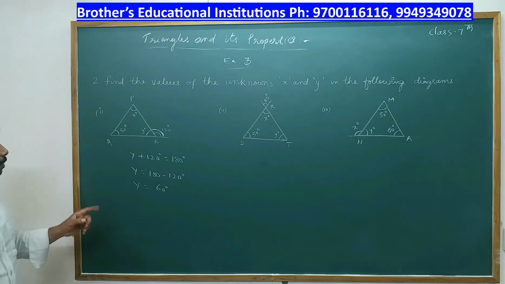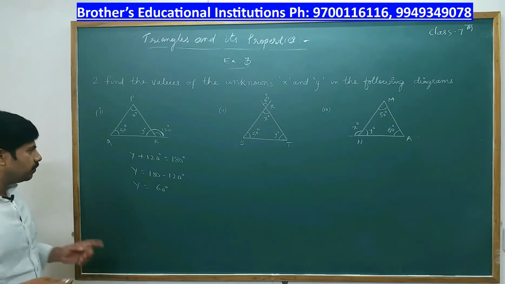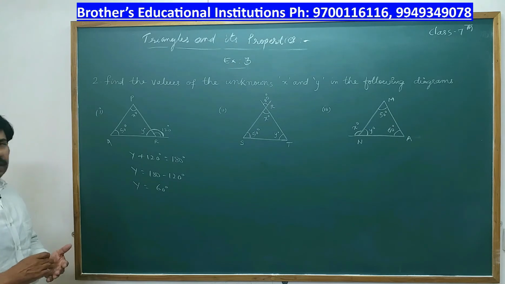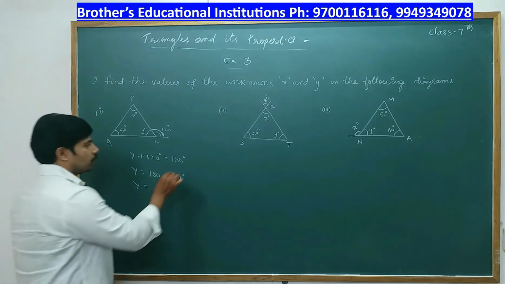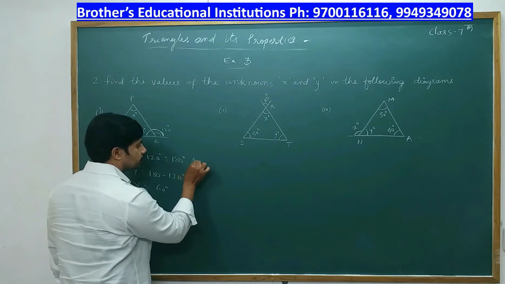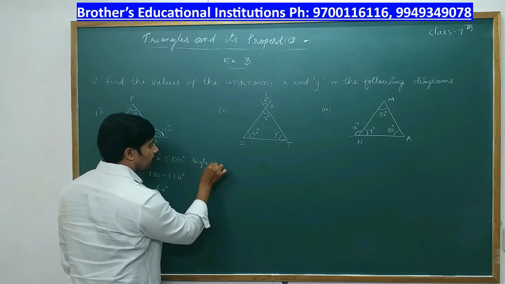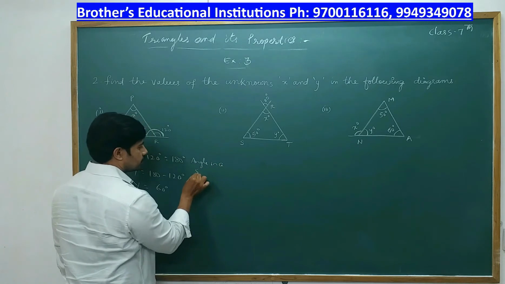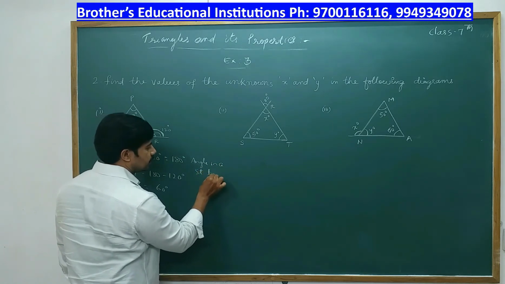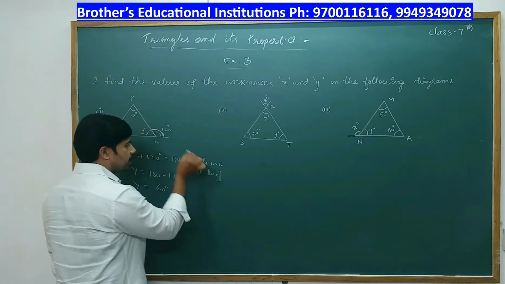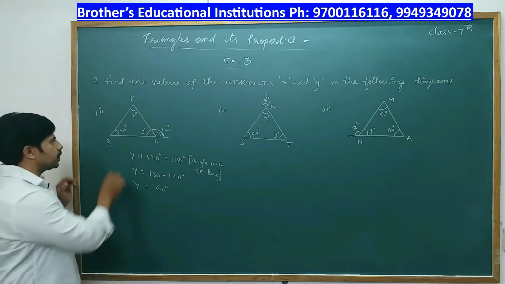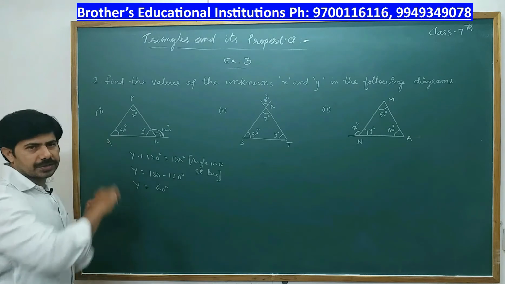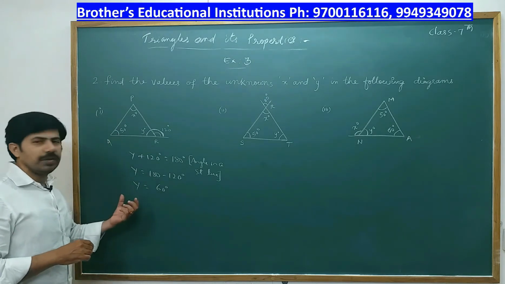So y plus 120 is 180 degrees. We can write two reasons. One is angle in a straight line, or you can also say a linear pair. So we write angle in a straight line. We have to mention the reason why y plus 120 is 180. The reason is angle in a straight line. See, QR is a straight line, so angle in a straight line is 180. So using that we got the value of y.